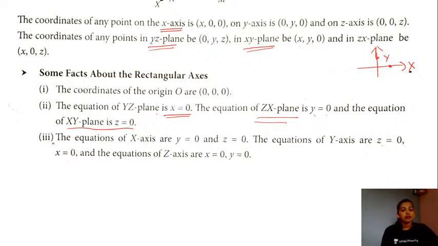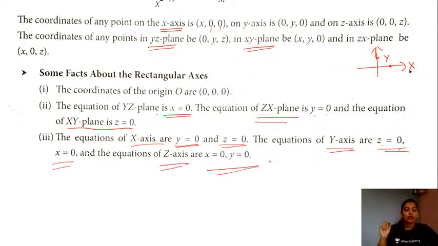Coming down to the respective axes, any point on the x axis will have the coordinates x, 0, 0. So the y coordinate is 0, the z coordinate is 0. These will be the equations of the x axis in the three-dimensional setup. So the equation of the x axis will be y is equal to 0 and z is equal to 0. The equation of the y axis will be z is equal to 0, x is equal to 0, and the equation of the z axis here will be x is equal to 0 and y is equal to 0.